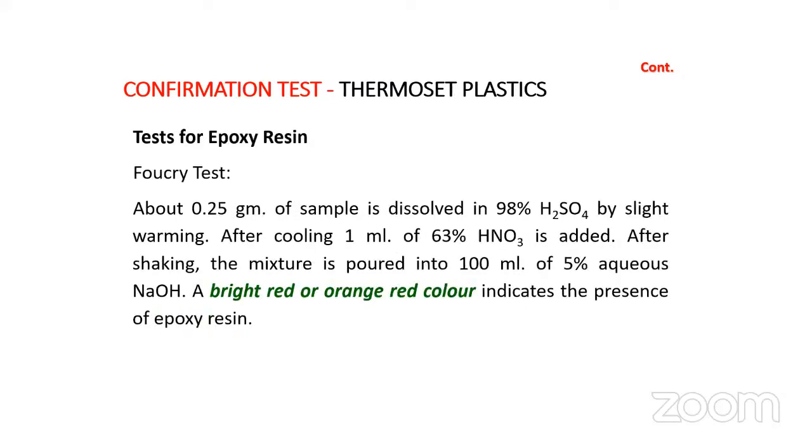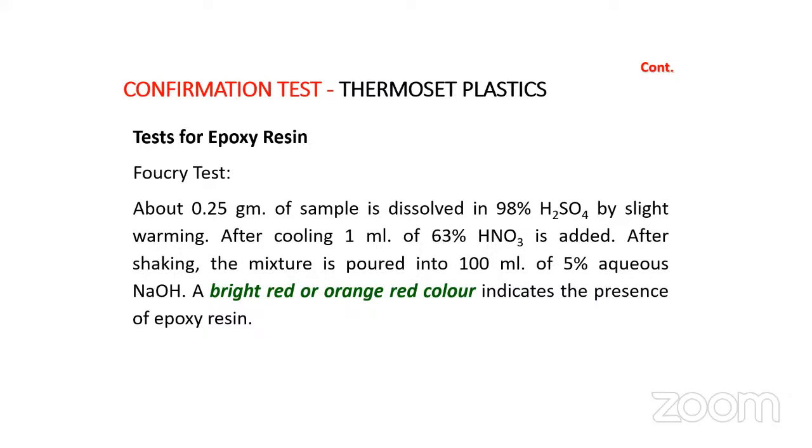Next, all of you know about epoxy, correct? Epoxy resin or epoxy polymer. So how can you identify whether the resin given to you is epoxy or not? There is a confirmation test for identification of epoxy resin, generally called the Furlong test. About 0.25 gram of resin sample you can dissolve in 98% H2SO4, which is sulfuric acid.